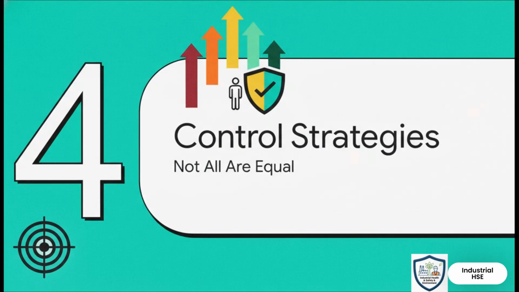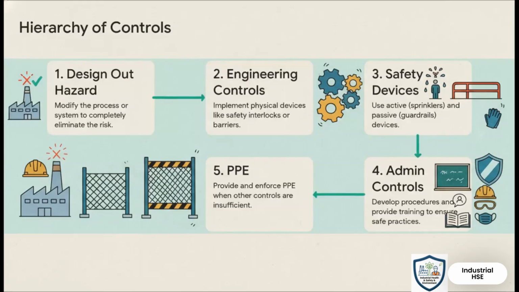So you found a medium risk. Now what do you do? The next step is picking the right solution, the right control measure. And it turns out there's a definite pecking order, a hierarchy for which solutions work best. Now, the key here is the hierarchy. You always start at the top.